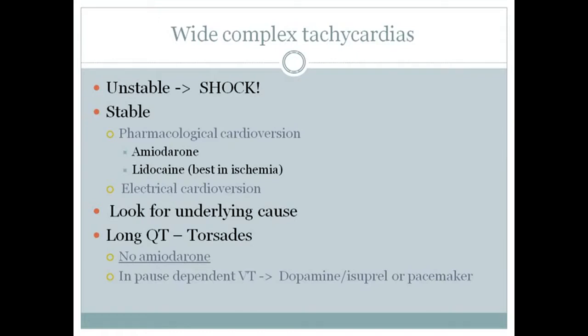They will put them on dopamine or isoproterenol, or they'll put a temporary pacemaker, okay? And you say, are you crazy? Are you giving dopamine to somebody that's just had VTAC and we shock them? And yes, if the mechanism, if I know what I'm treating, I'm doing the right thing.